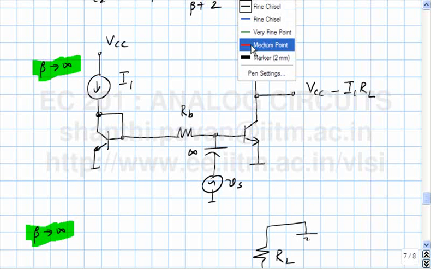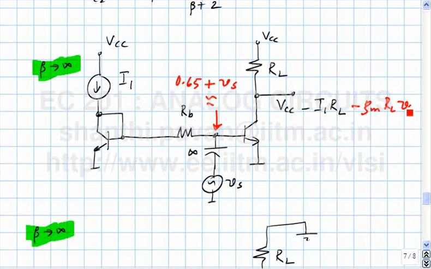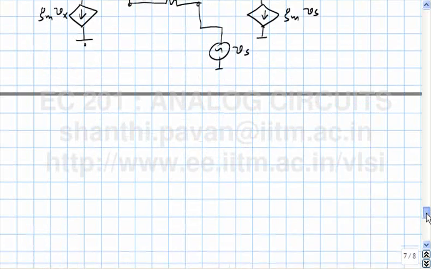The total voltage at this point will be the quiescent voltage. This will be approximately 0.65 volts plus Vs. The absolute voltage here will be the quiescent value plus the incremental value, which is minus Gm RL times Vs. The next thing to do is to find the swing limits.